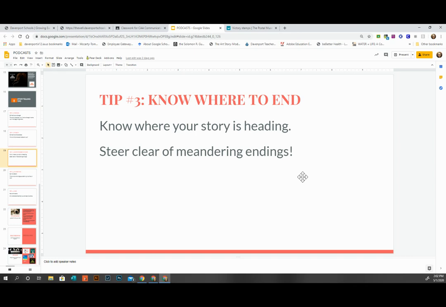Know where your story's heading. Steer clear of meandering endings. So you don't want to just go on and on and on until you kind of lose your listener's interest. So you really need to have a clear ending. So it would not be a bad idea at all to kind of write out your story and outline it really briefly.